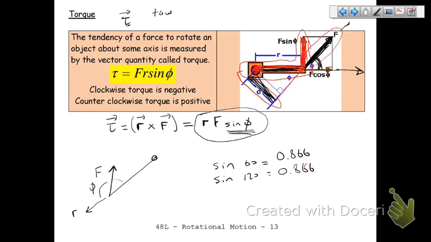Now let's see. If that is the case, which way will my lever arm turn physically? If this is the wrench and I'm pushing on the end, which way does my lever arm turn? Does it go up like that, or does it go down like that?